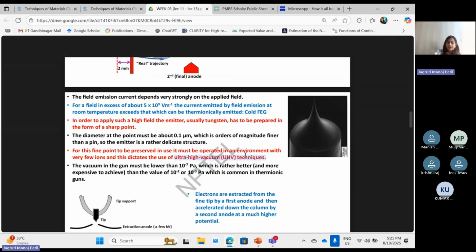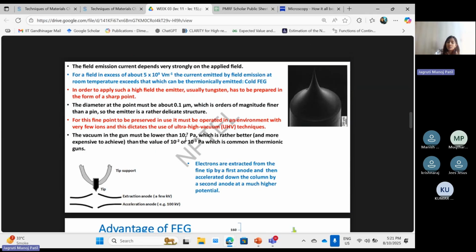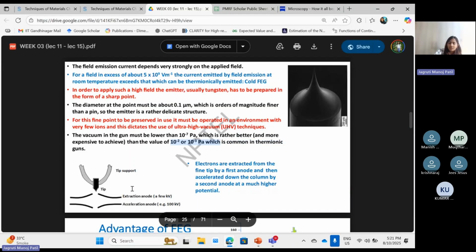This ultra high vacuum means the pressure should be lower than 10 raised to negative 7 pascals. So this is better. Why? Because if you use these thermionic guns, where you heat the gun and then generate electrons, it's much more expensive in that way. So this is far better than your conventional ones.